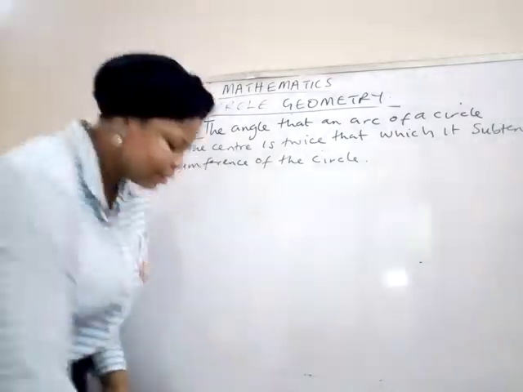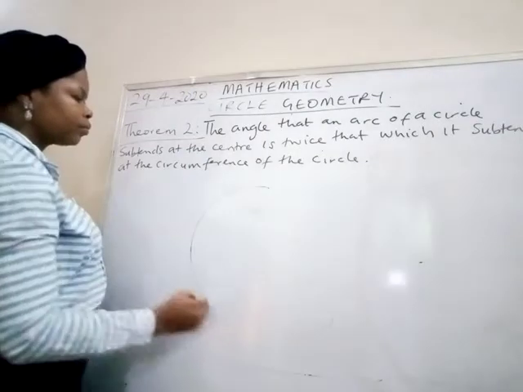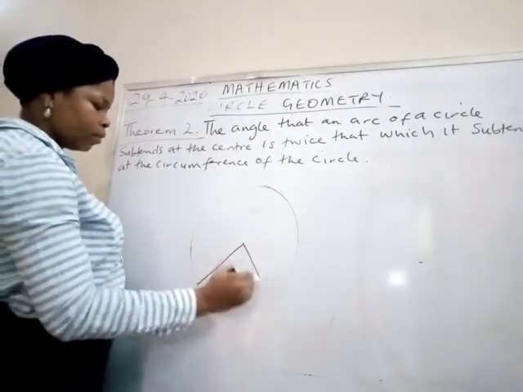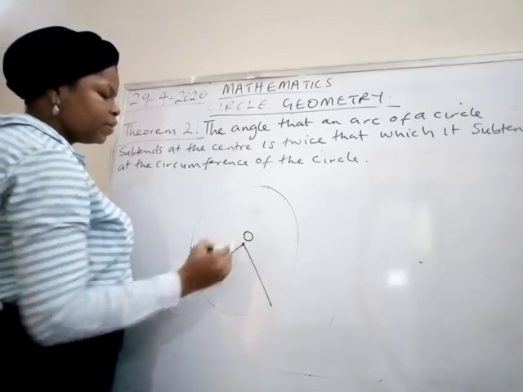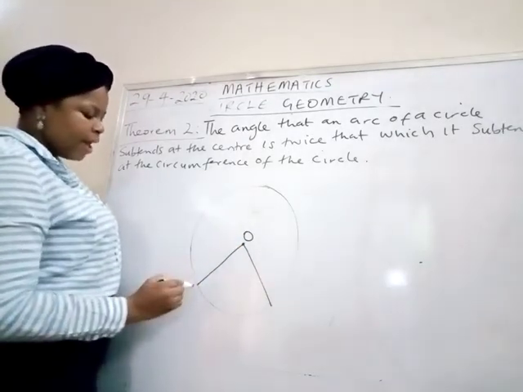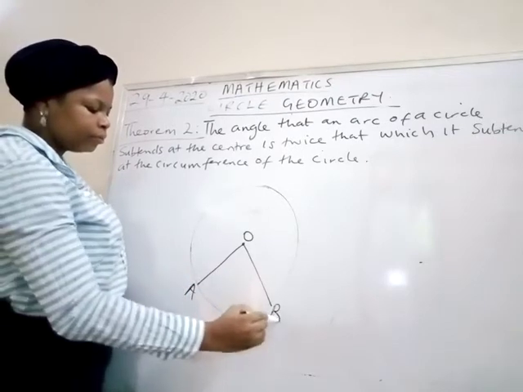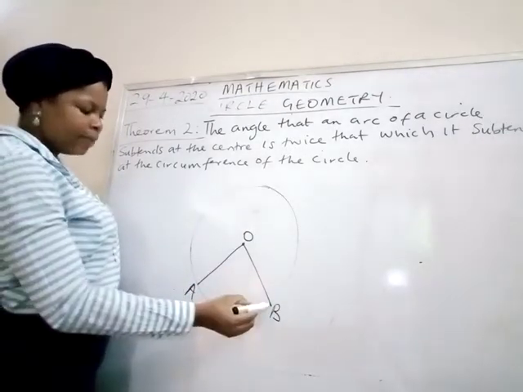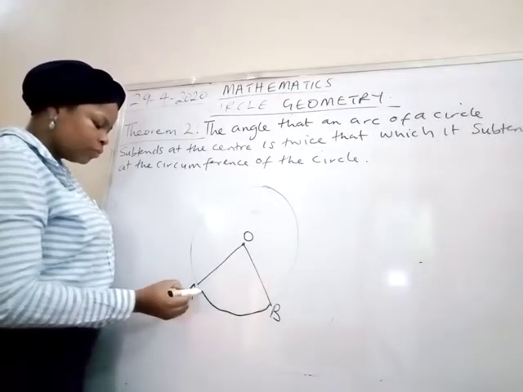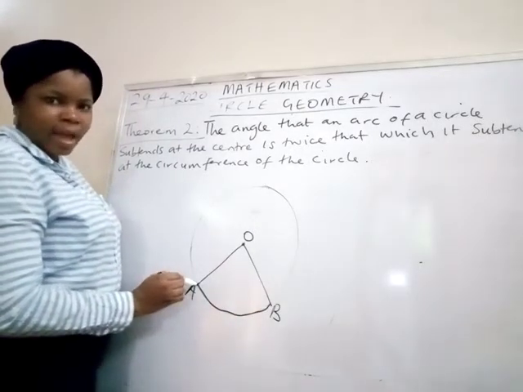So let's look at a circle. This is a circle. Let's say this is the center of the circle. Now, from this circle, if I have arc AB, from here to here is one arc. Are you getting it now?